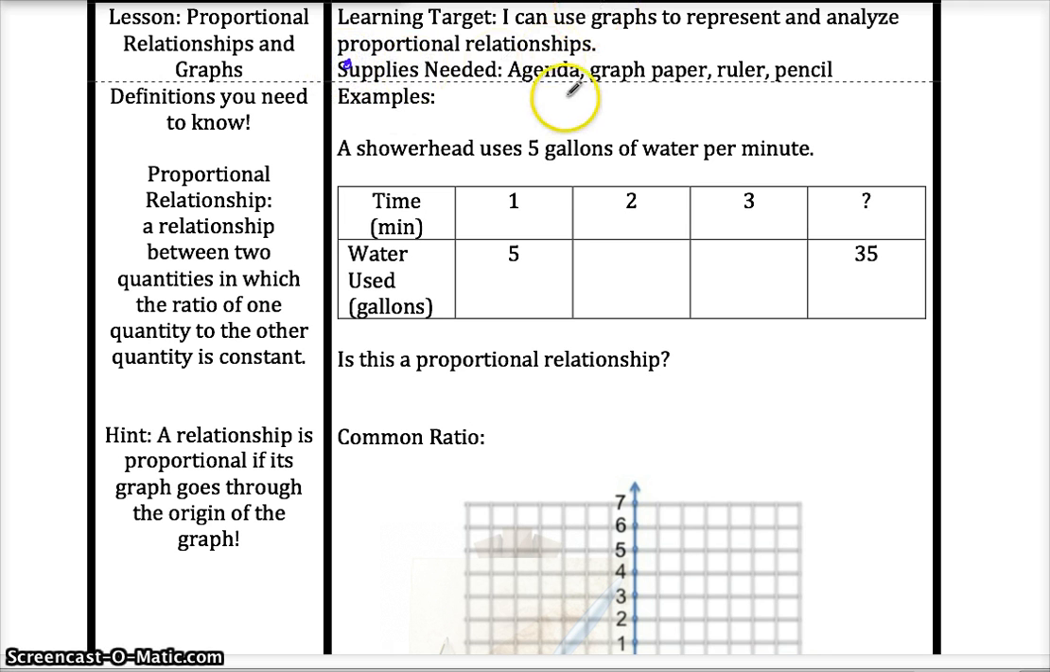So you are going to need your agenda or your planner, graph paper, a ruler, and a pencil. So go ahead and pause the video now and go get those things if you don't already have them. And then once you have your agenda or your planner, write your learning target in for today.